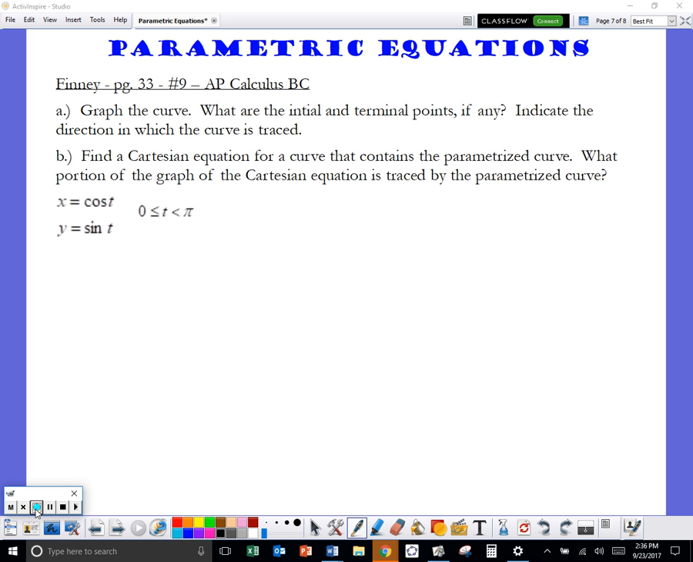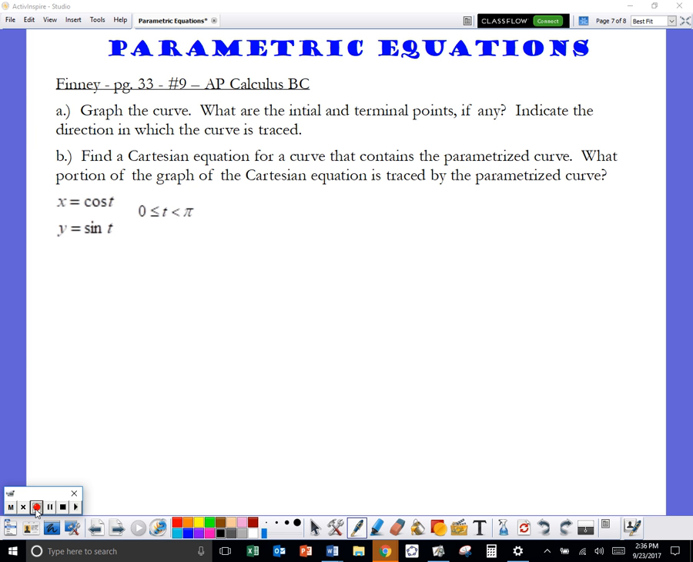All right. Finney, page 33, the big F, number 9. Same set of instructions here. Graph the curve, initial and terminal points. And here we will get initial and terminal points. This tells us that t goes from 0 up to pi, not including pi here, and therefore indicate the direction in which the curve is traced. Find a Cartesian equation for a curve that contains the parameterized curve.